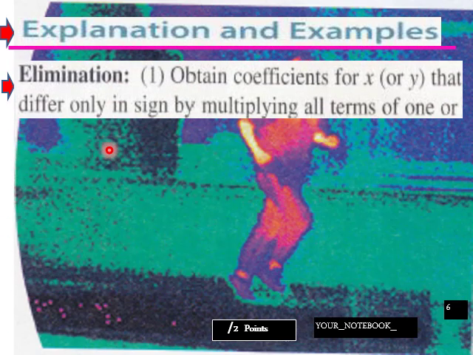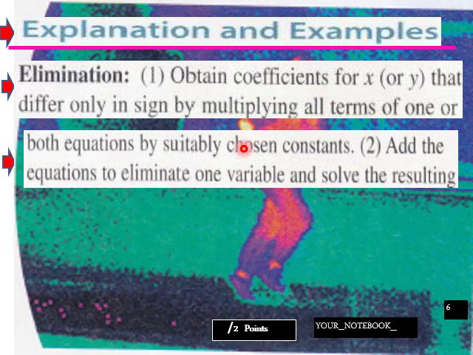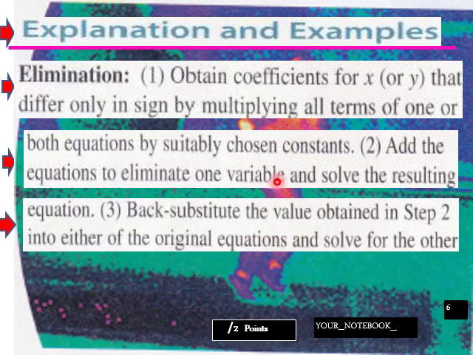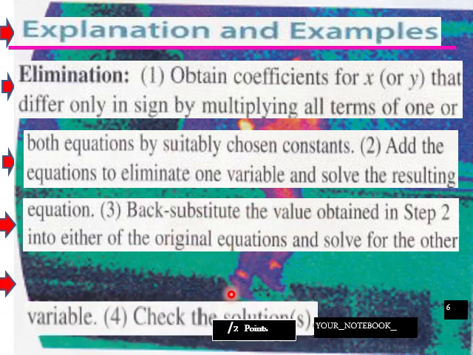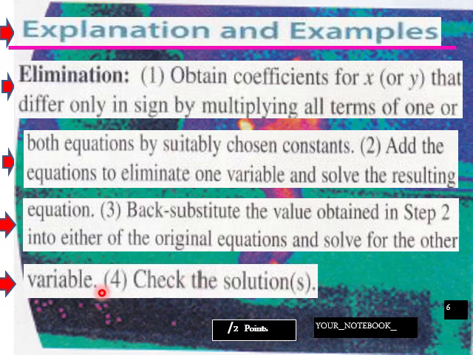Explanation and examples. Elimination. 1. Obtain coefficients for x or y that differ only in sign by multiplying all terms of one or both equations by suitably chosen constants. 2. Add the equations to eliminate one variable and solve the resulting equation. 3. Back substitute the value obtained in step 2 into either of the original equations and solve for the other variable. 4. Check the solutions.